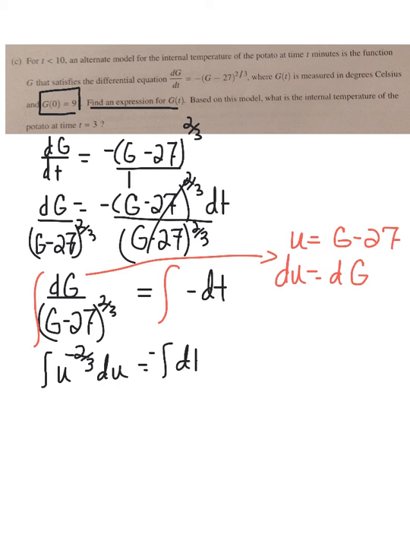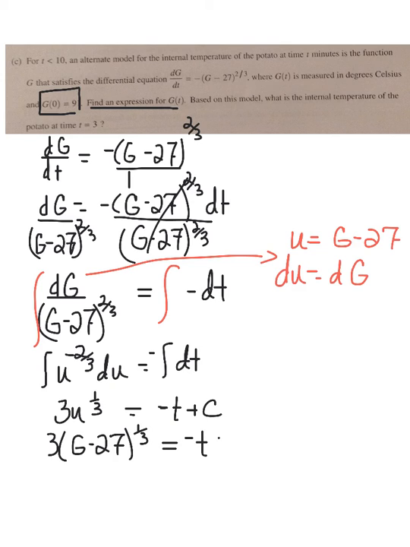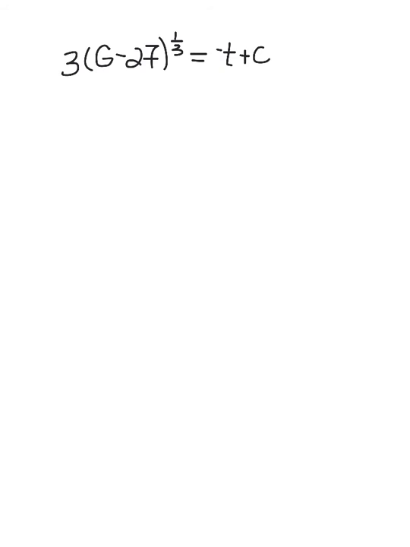Okay, so then that's going to give me 3u to the 1/3 equals, and then over here, whoops, that's a dt. So that's going to be negative t plus c. And I'm going to plug that u back in, and that is going to give me 3 times g minus 27, that quantity to the 1/3 power, equals negative t plus c. Okay, so I started another slide just because I was running out of room. So if you go back though and you look, remember it did tell you that g of 0 was 91.